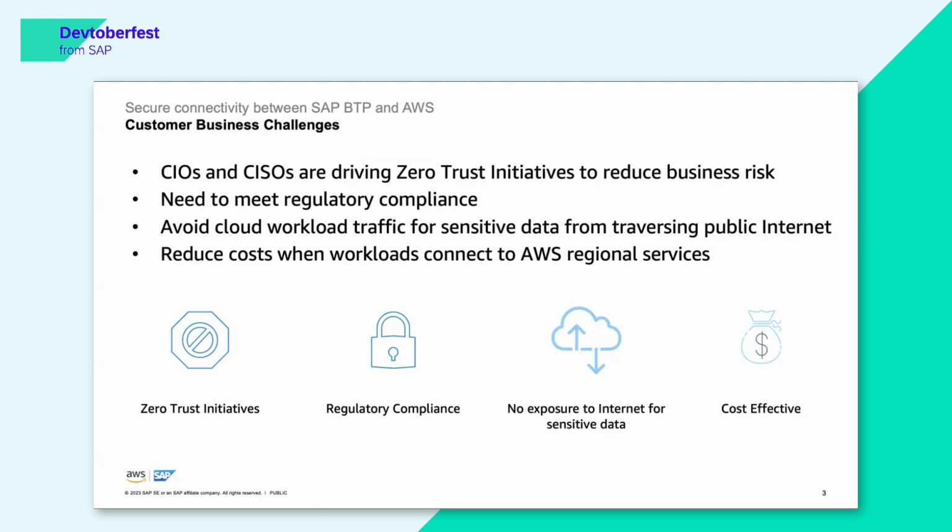Customers in financial services, healthcare, and government sectors need to adhere to regulatory measures and achieve compliance. Preventing your sensitive data, such as customer records, from traversing the internet helps you maintain compliance with regulations such as HIPAA, EU and US Privacy Shield, and PCI. Customers don't want to run their cloud workload traffic over the public internet. They don't want their network, resources, and services to be reachable over the internet, as this is one of the biggest threats. And finally, they must be cost effective.